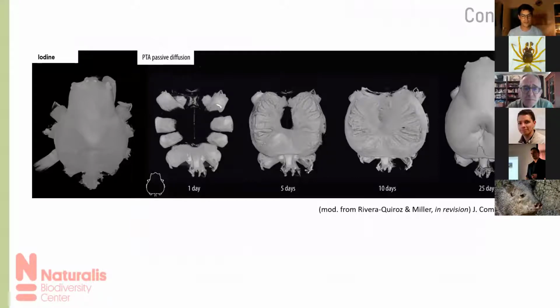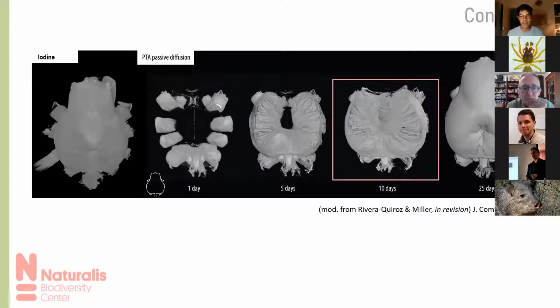And then we hit the first and only wall so far with the application of PTA, and that is that it takes too long to actually stain the specimens. On the far left, you can see a specimen stained with iodine after only 1 day. And on the far right, you can see a specimen stained with PTA after 25 days. However, we found this suboptimally stained specimen after 10 days that allows us to clearly visualize the brain and the central nervous system.